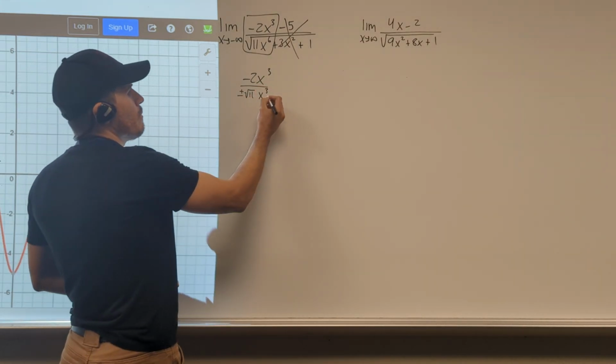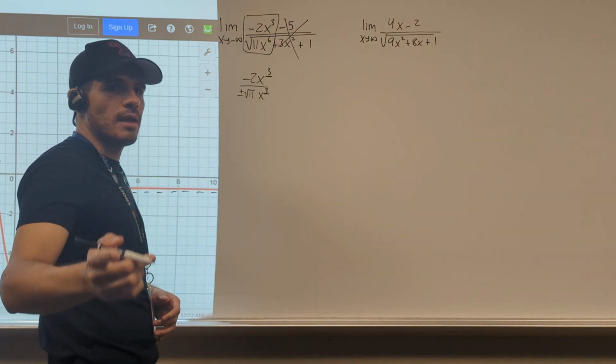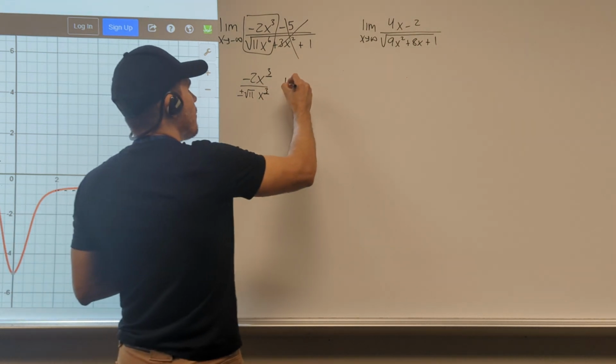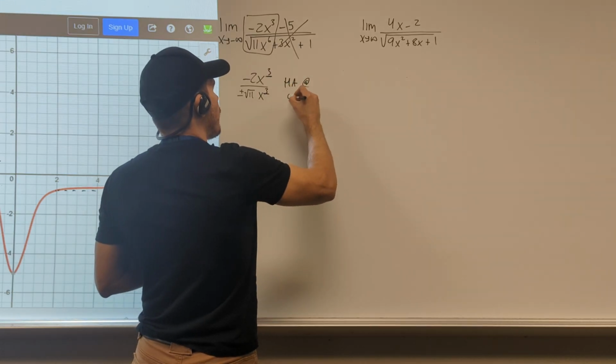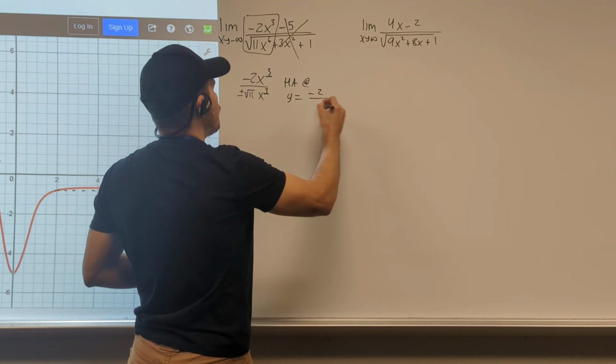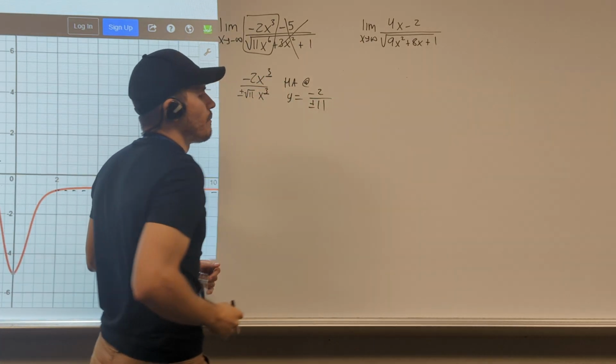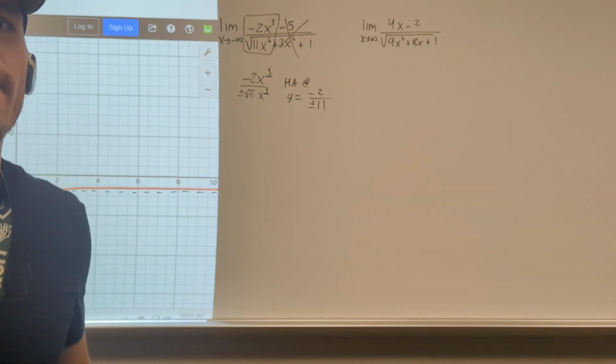Cool. Which then at that point tells me, well, wait a second, that means that the degrees are the same. So according to what we said earlier, I would have a horizontal asymptote at y equals dividing the coefficients, which in this case is -2. Now here's the tricky part. I get this plus or minus root 11. Okay, let's go back to the graph.